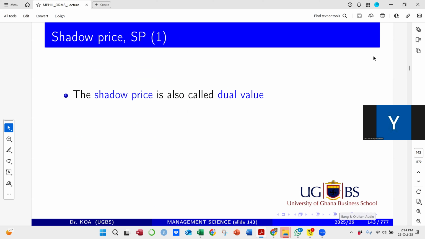Good. Now let's go to the shadow price. The shadow price is also called the dual value. The shadow price tells you by how much the Z value will change if there is a change in the right-hand side of the constraint. Write it down. The shadow price tells you by how much the Z value changes if there is a change in the right-hand side of the constraint.